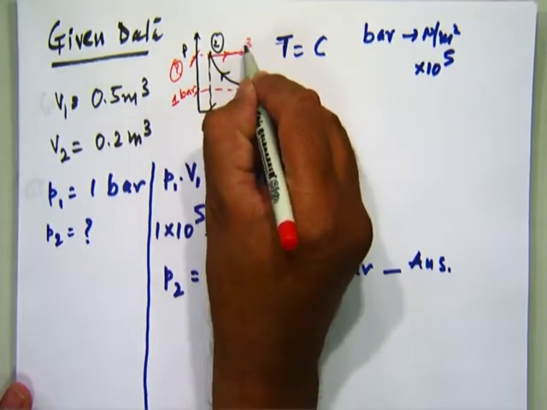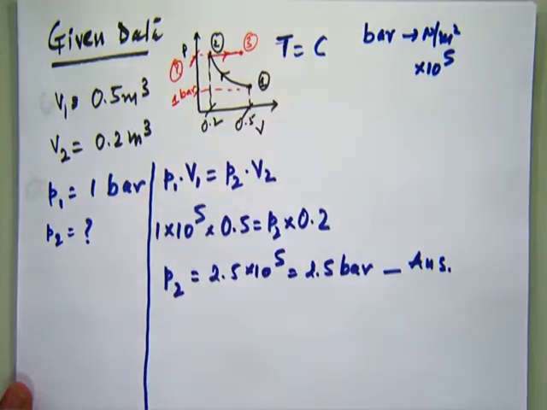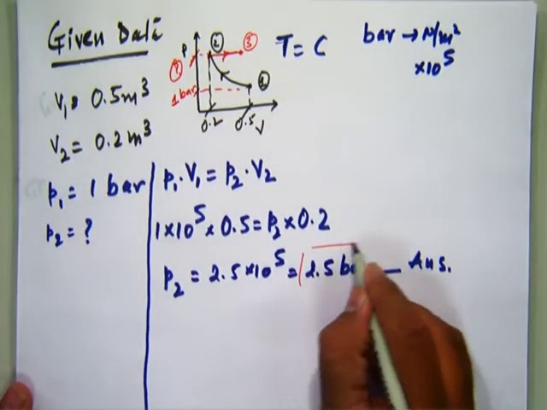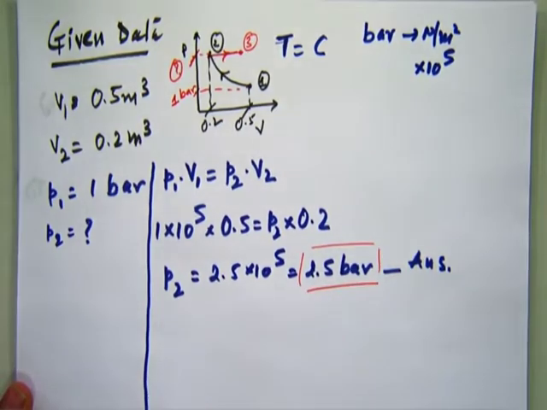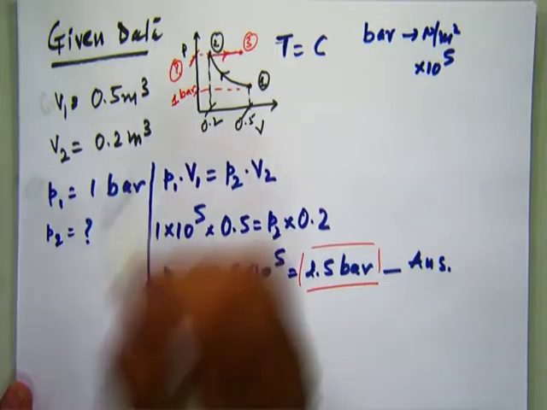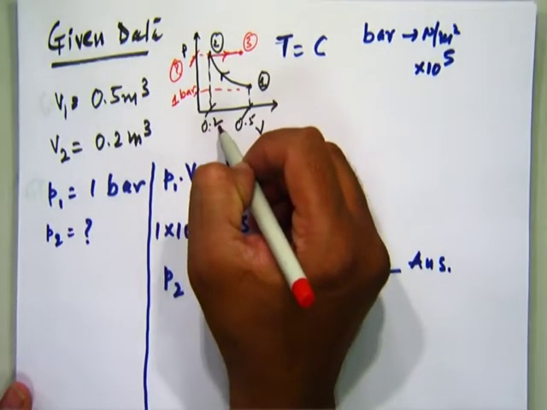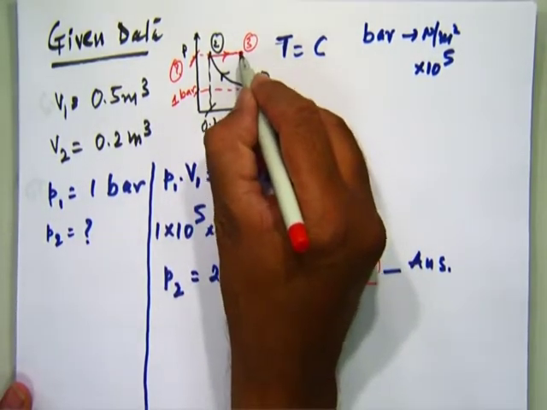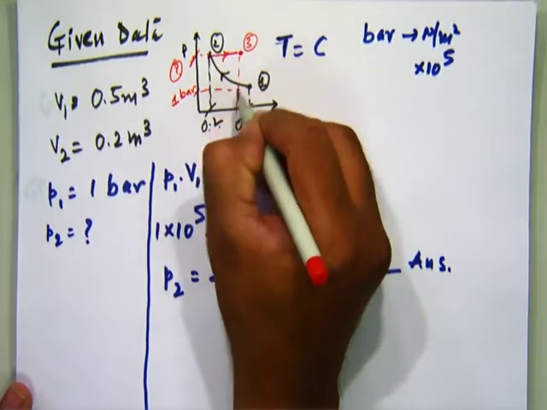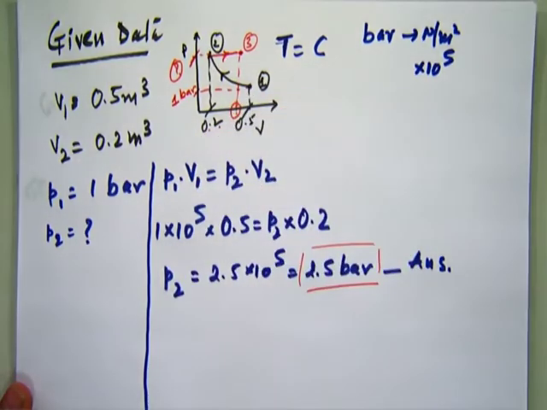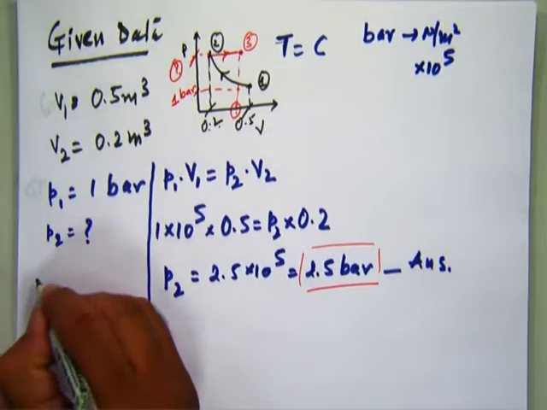This is the third point. 2 to 3 is the constant pressure process carried out at this pressure, 2.5 bar. As a result, the volume also increases over here. We have to find out this volume.